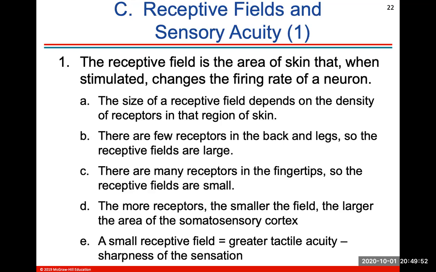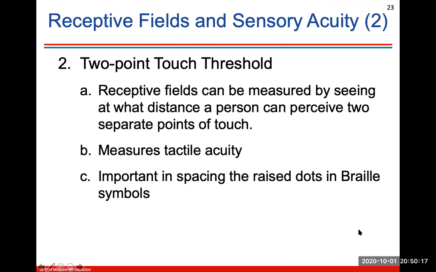The receptive field is the area of the skin that when stimulated changes the firing of the neuron. And we talked about in lab how there are few receptors in the back and the legs, so the receptive fields are very large. And there are many receptors in the fingertips, so the receptive fields are smaller. A smaller receptive field just means there's greater tactile acuity, or sharpness of a sensation. The 2-point threshold test can measure this by seeing at what distance a person can perceive 2 separate points of touch.